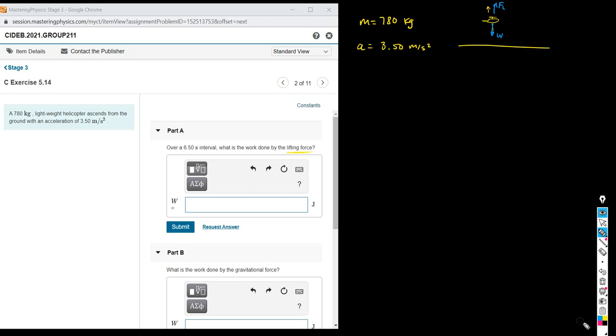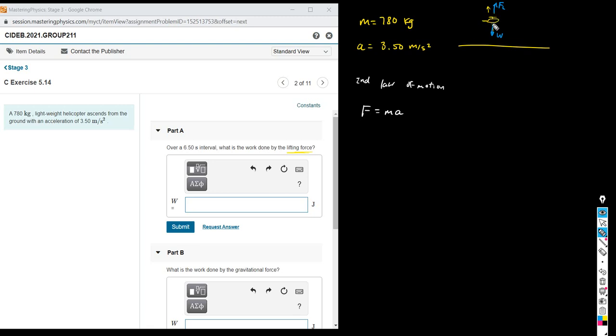Now, we have the mass of the helicopter and we have the acceleration of the helicopter. When you look at Newton's second law of motion, that law tells you that force equals mass times acceleration, right? But you need to understand this, guys. This F right here is actually the sum of all the forces acting on the helicopter, or any other object. This is the sum of all forces.